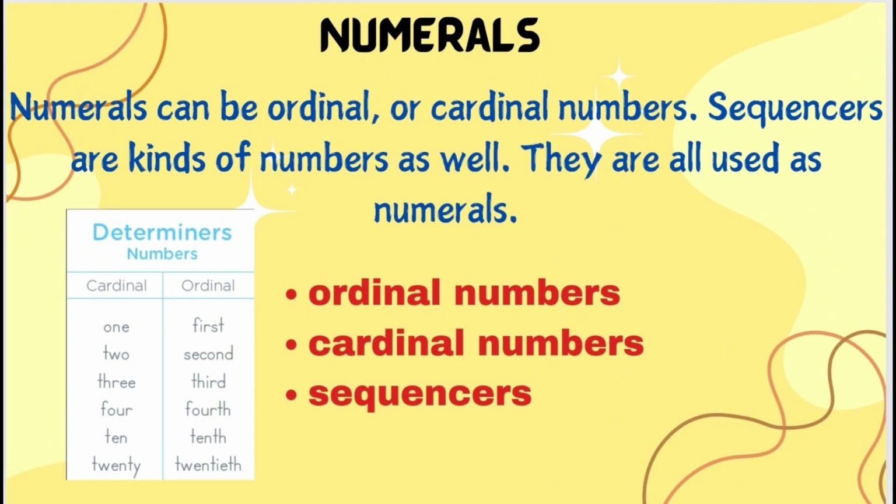Numerals. Numerals can be ordinal or cardinal numbers. Sequencers are a kind of numeral as well. So there are three kinds of numerals. Ordinal numbers like first, second, third, fourth, 10th, 20th, etc. Cardinal numbers like 1, 2, 3, 4, 10, 20, etc. And sequencers like first, next, then, after that, finally, etc.